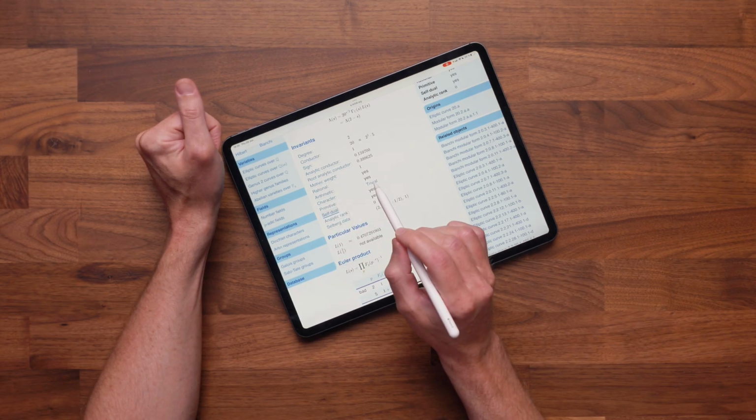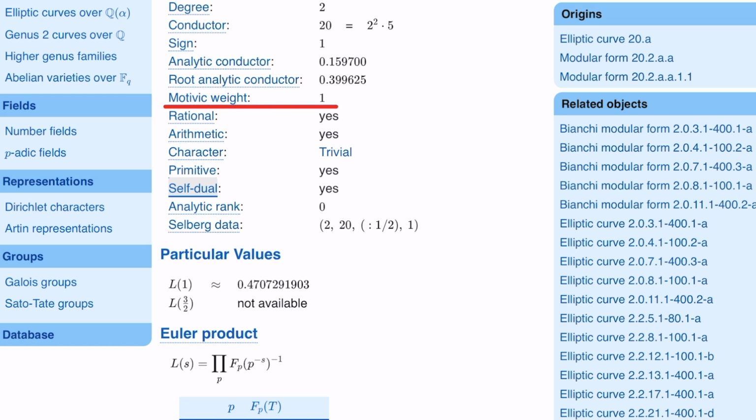Let's go back to the invariants. I want to focus also on the motivic weight. It's 1, and the analytic rank, which in this case is 0.